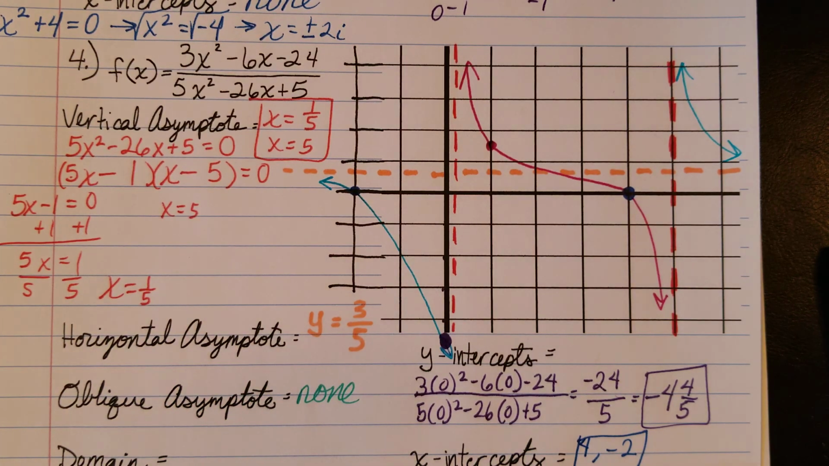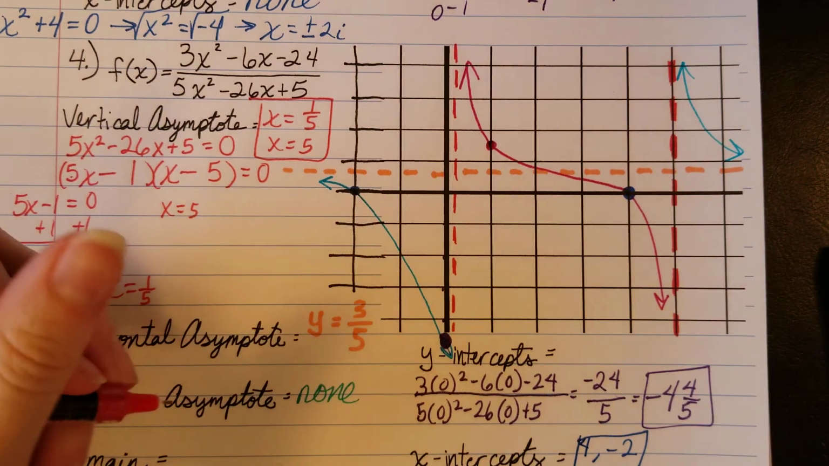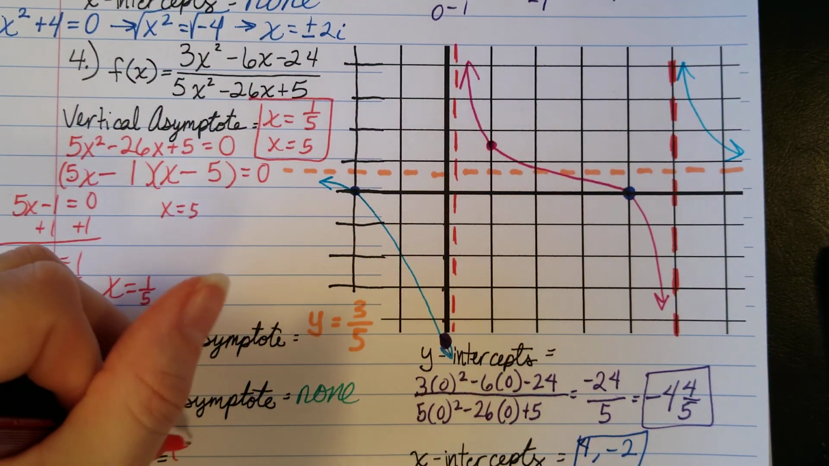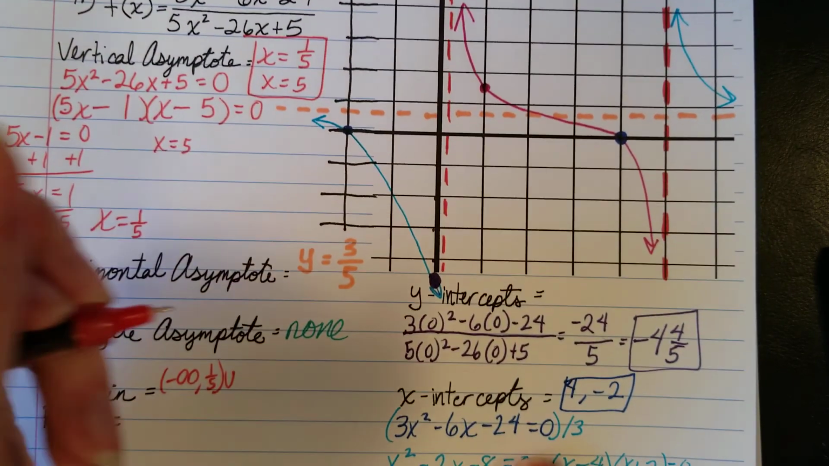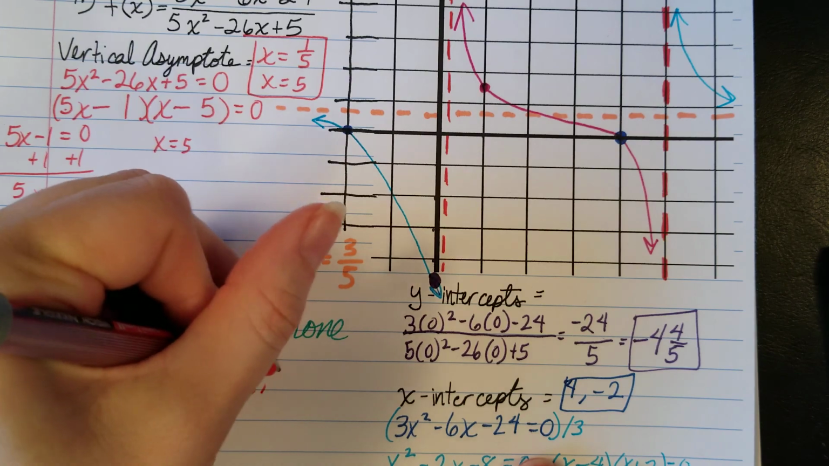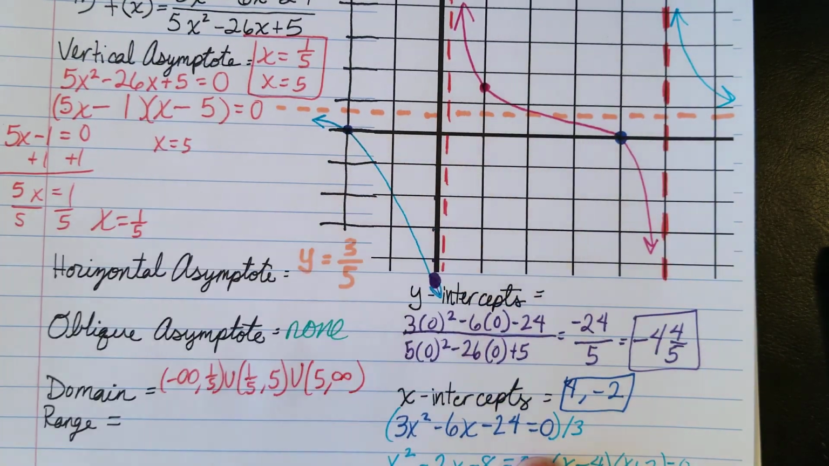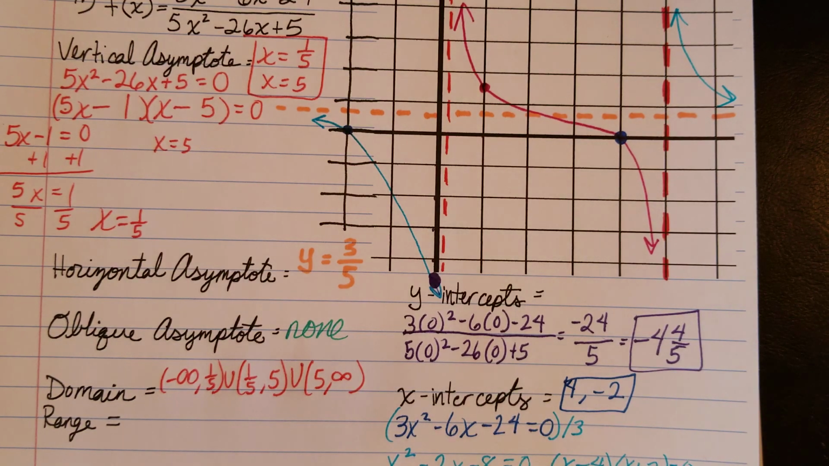And then the domain is going to be everything other than the vertical asymptotes. So in this case, there are 2 of them. So it's going to be negative infinity to 1/5, union 1/5 to 5, union 5 to infinity. Okay. And then the range in this case is actually going to be all real numbers.